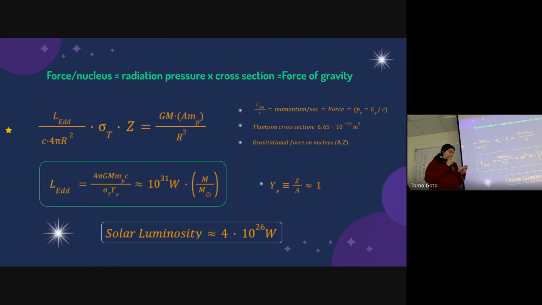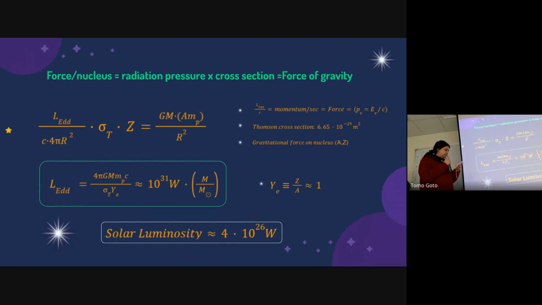Continue, please. So how do we calculate such luminosity? First, we say that the force on a single nucleus will be the radiation pressure times the cross-section. And this has to balance out the force of gravity. So we can write this as the force of light, as the luminosity divided by the speed of light.